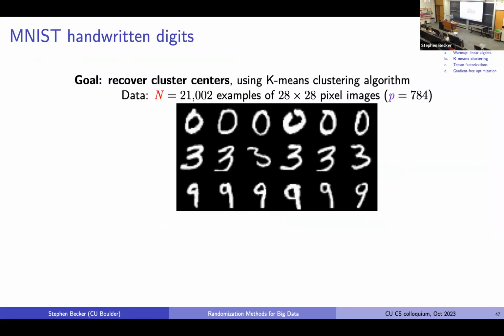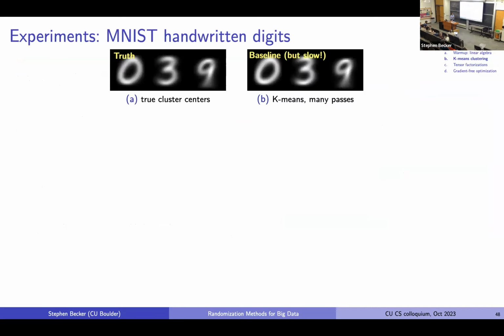So we have examples here on the classical MNIST data set. MNIST is somewhat high dimensional, 784 dimensions, because it's 28 by 28 pixels, with 21,000 examples. Here are a few. And then I'm going to cluster them. Let's look at how well we do. This problem's a little funny because it's not a clustering problem, it's a classification problem, because we have true labels.